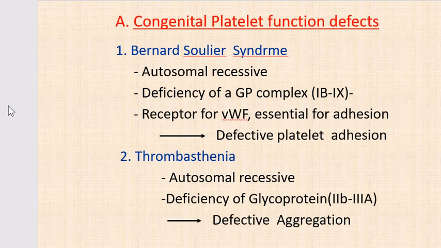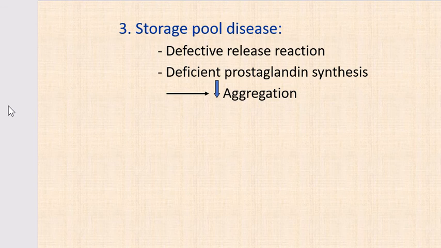The second condition, Glanzmann thrombasthenia, is also an autosomal recessive disorder. In it, there is deficiency of the glycoprotein 2b3a complex, and it leads to defective aggregation of platelets. So the platelet plug formation when a blood vessel is severed does not occur, the aggregation of platelets does not occur, the platelet plug is not formed, which leads to excessive abnormal bleeding with little trauma.